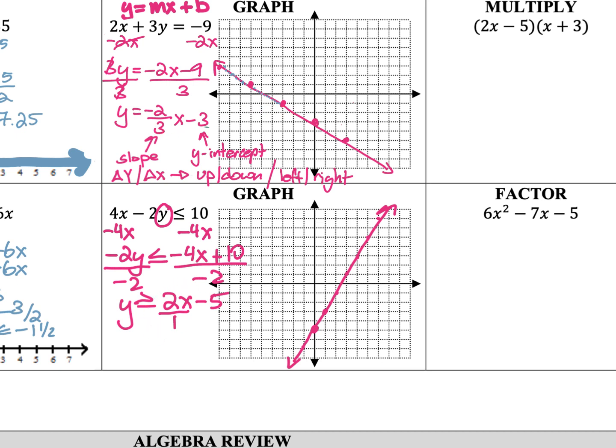Here, if this is positive, it should be going uphill left to right. If it is not, then you counted something off in the wrong direction here. Okay, that's just a way to double check. Okay, so up here, all these points, these infinite points on this line would make this equation true.